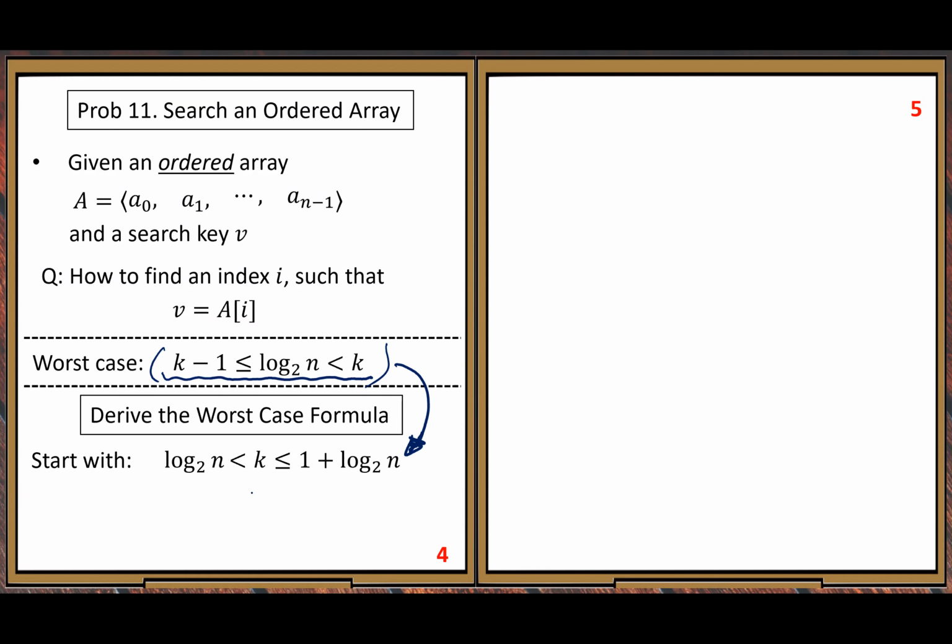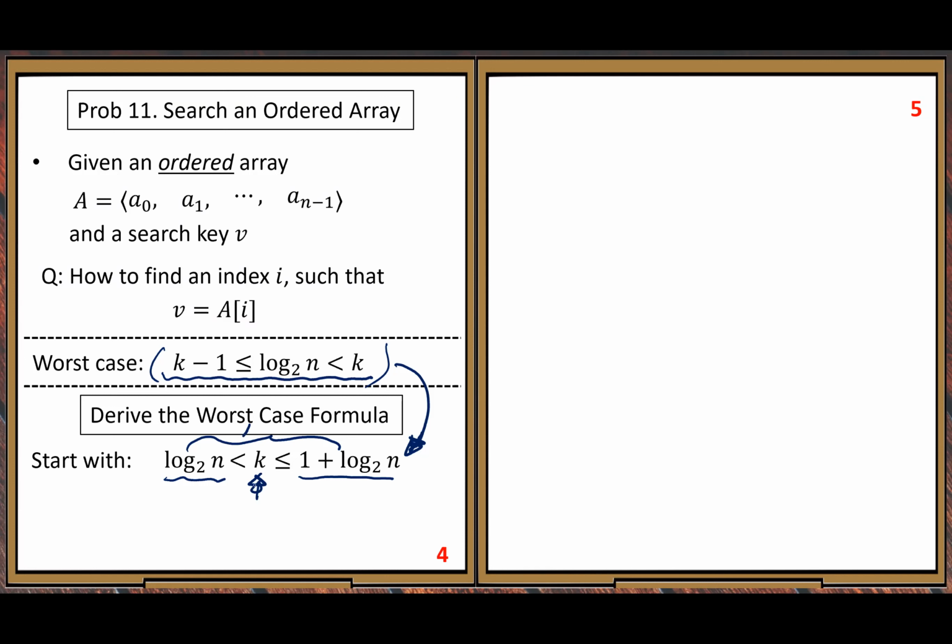Now, because this time we put k in the center, and the k has a lower bound and upper bound. Lower bound and upper bound. Okay, the difference between the lower bound and upper bound, look at the difference, is 1. That means we can find an interval with length 1 to cover this k integer.